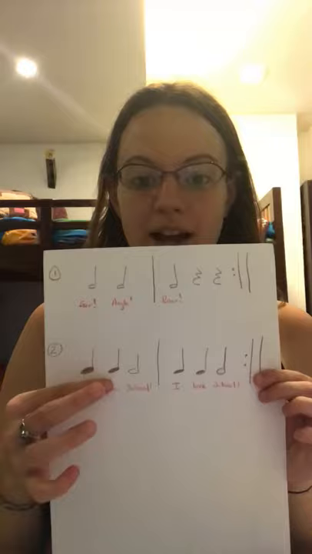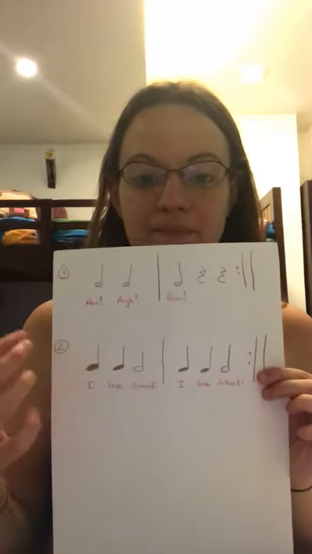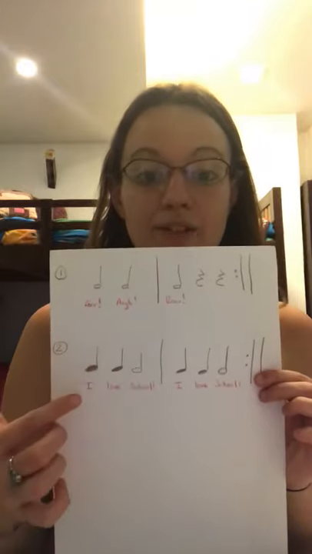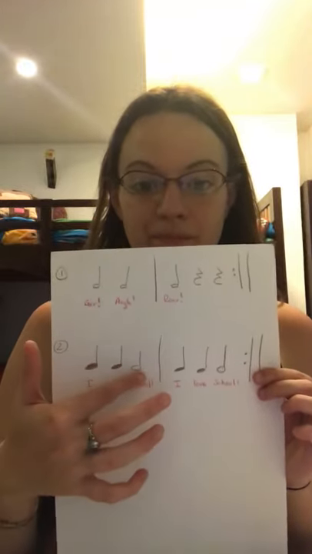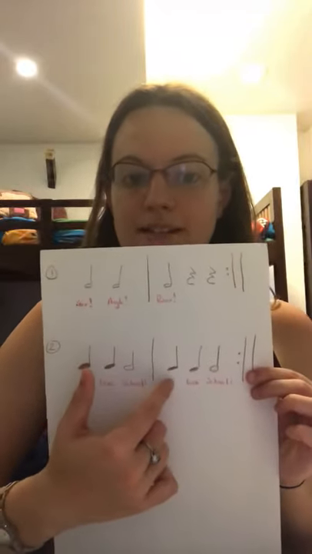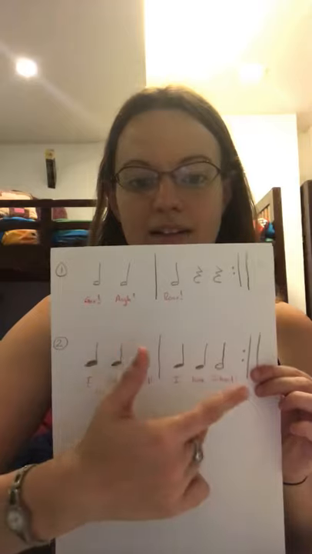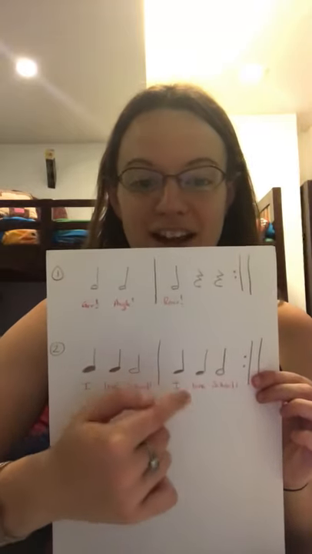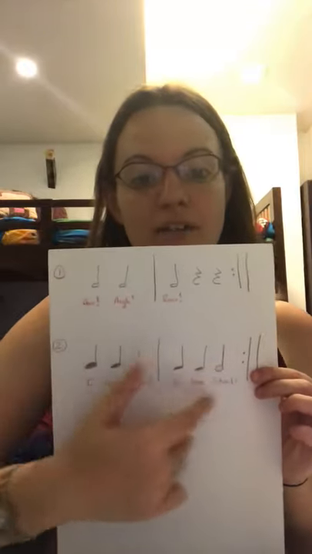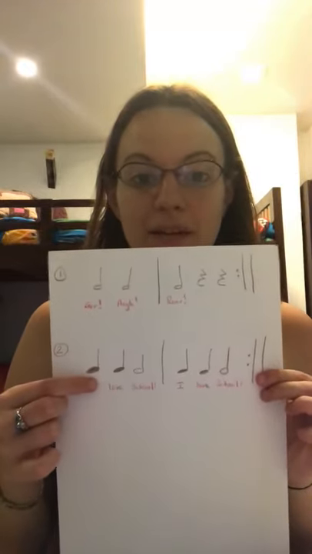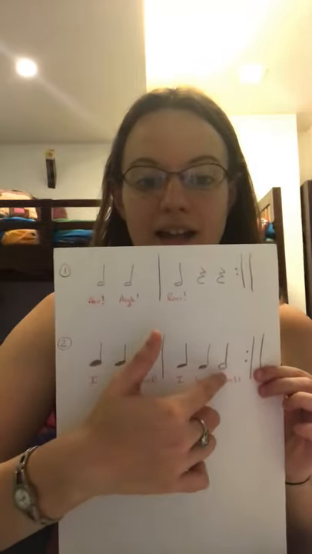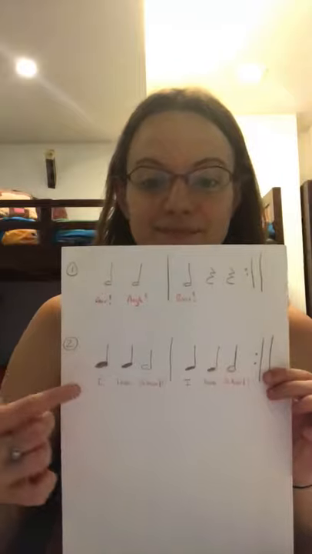Ta, ta, ta. Maybe a little bit faster. Ta, ta, ta. Give it a try. Good. The second 4-beat pattern is exactly the same. Ta, ta, ta. Give it a try. Good. Now if we put it all together, it'll sound just like this. Repeat after me. Ta, ta, ta. Ta, ta, ta. Now it's your turn.